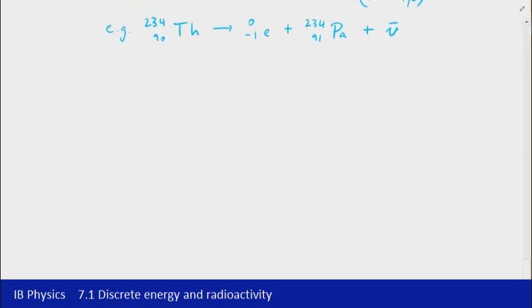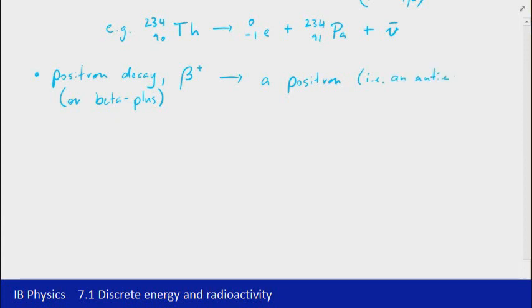The next type is then positron decay, sometimes also referred to as beta plus or beta positive, and in this particular type of decay we use the symbol beta plus instead. Similar to beta minus, except in this case it's a positron that's emitted. Now a positron, think of it as being an anti-electron.